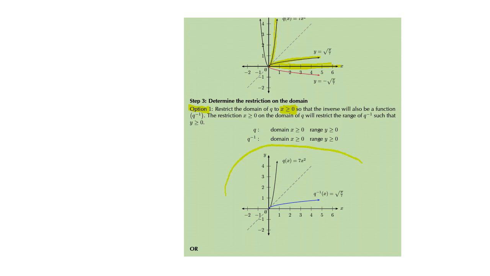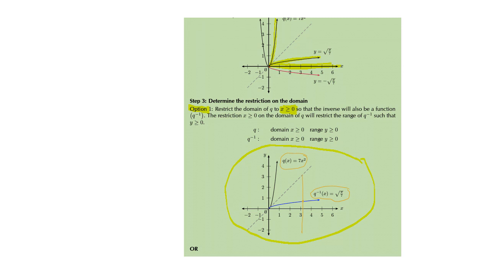So once you have this sketch, now you have an inverse which is a function, because when you drop a vertical line through the inverse, it only intersects the graph at one point only. Not only that, you are allowed to use functional notation, so now you can label these graphs as q of x is equal to 7x squared and q inverse of x is equal to the square root of x over 7. Okay, so notice here above it was just called y is equal to the square root of x over 7.